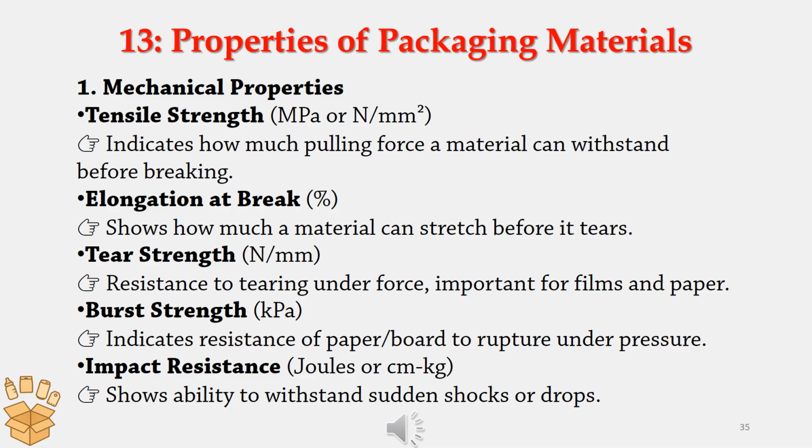Now let's discuss properties of packaging materials. First, mechanical properties. Tensile strength indicates how much pulling force a material can withstand before breaking. Elongation at break shows how much a material can stretch before it tears. Tear strength is the resistance to tearing under force, important for films and paper.